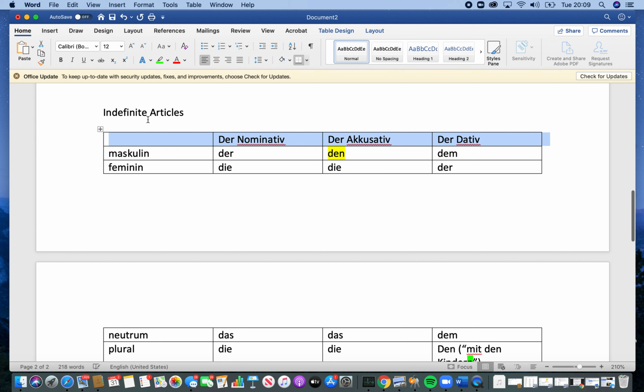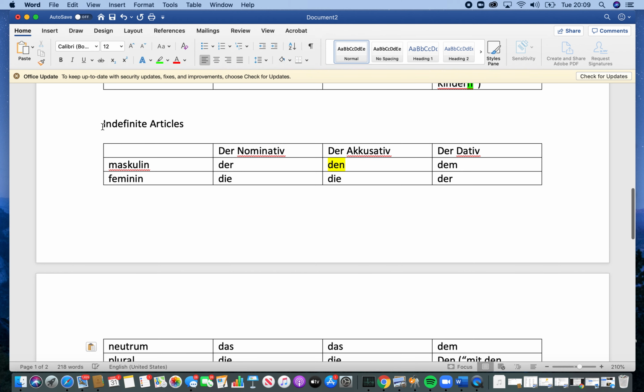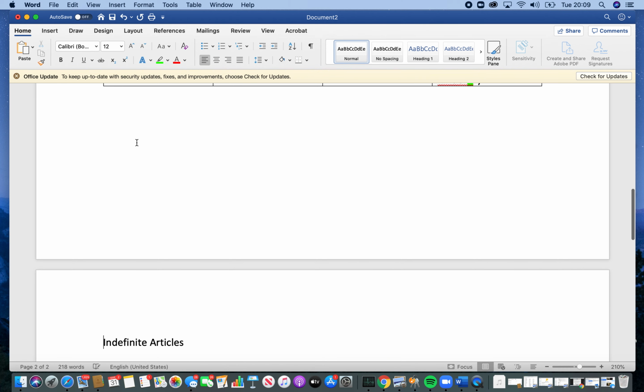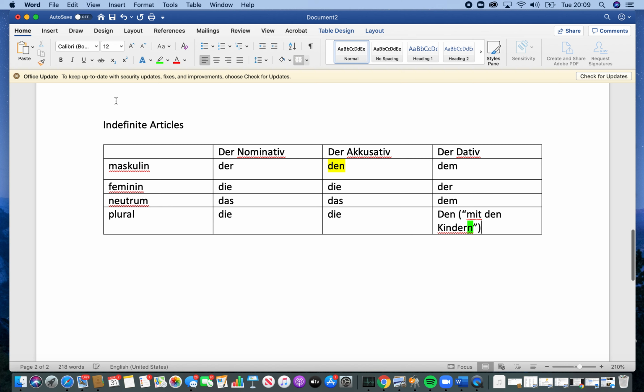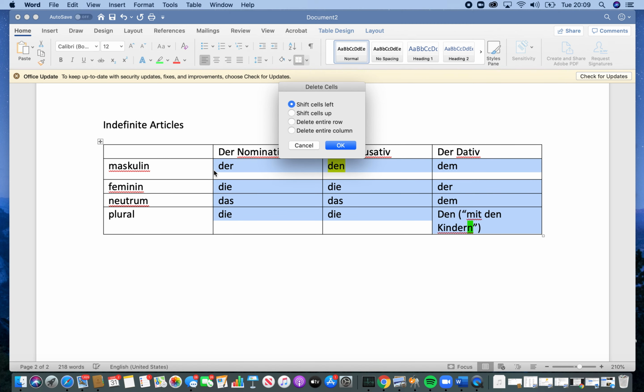And, wow, this is not very pretty. Let's do some line breaks. So, if we get rid of all of this, we can start fresh. No, I don't want to do that.